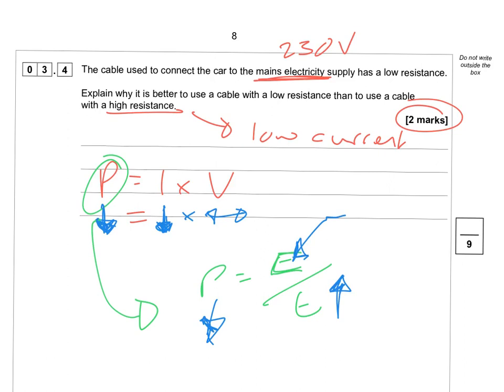So in terms of marks, 1 mark for talking about low current, and a second mark for talking about it would take longer, or vice versa. A high current means it could charge quicker. Next one.